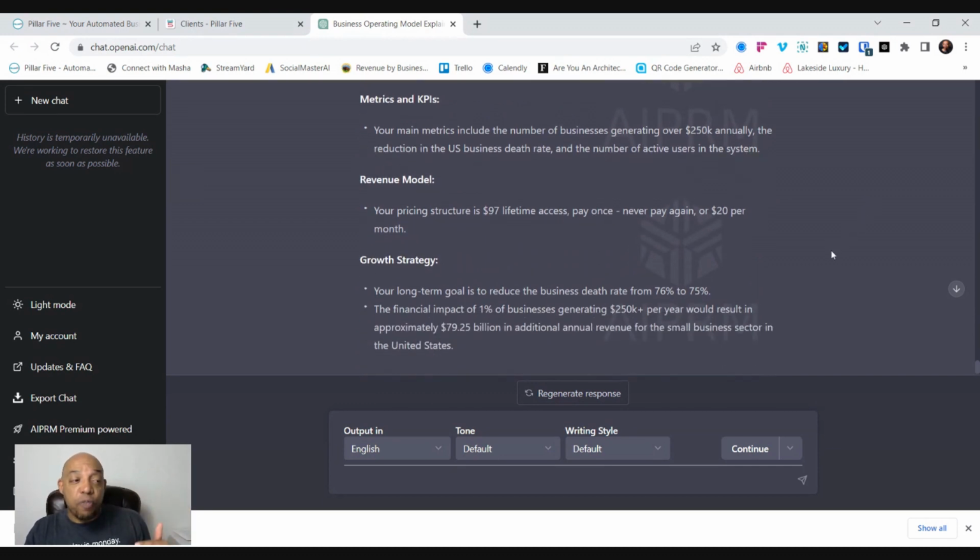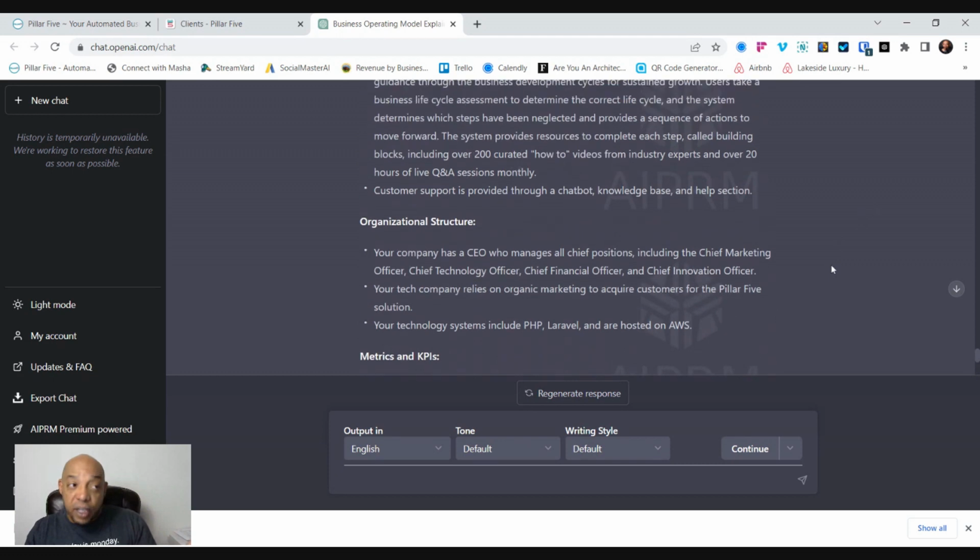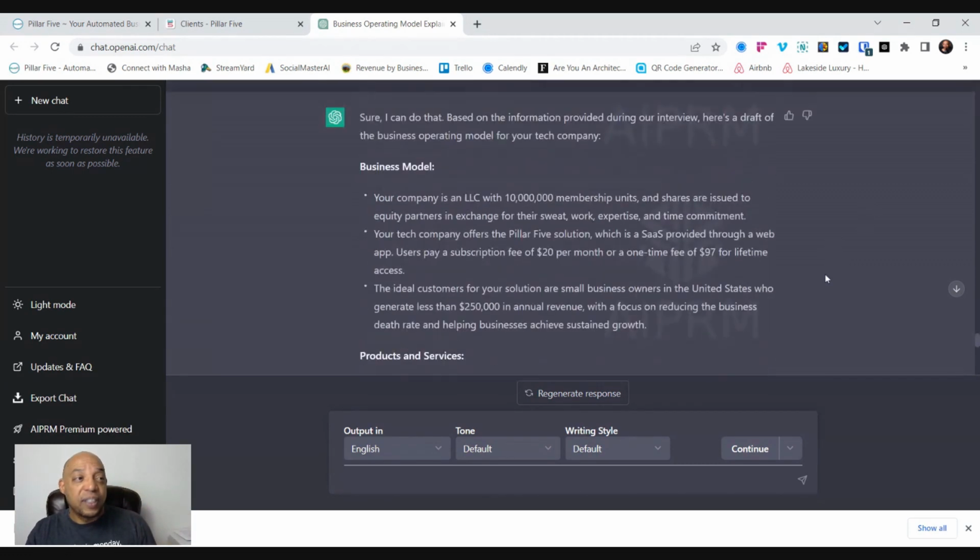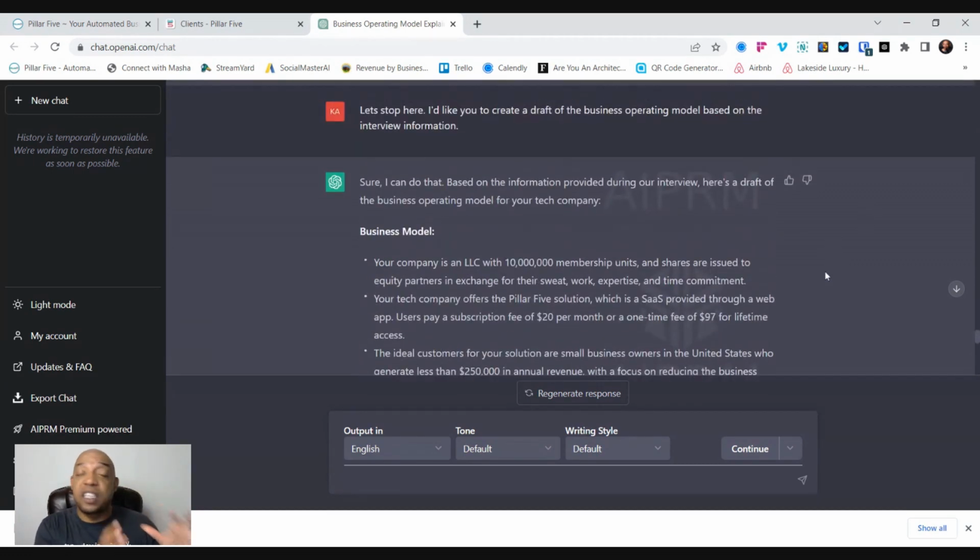What are your metrics? What is your revenue model? What's your growth strategy? What's your organizational structure? What's your product and service? What is your business model? This is stuff that you use when you're building your pitch deck, right? This is stuff that you use as you guide your businesses. When you have someone joining your organization, you should be like, here's my business operating model.